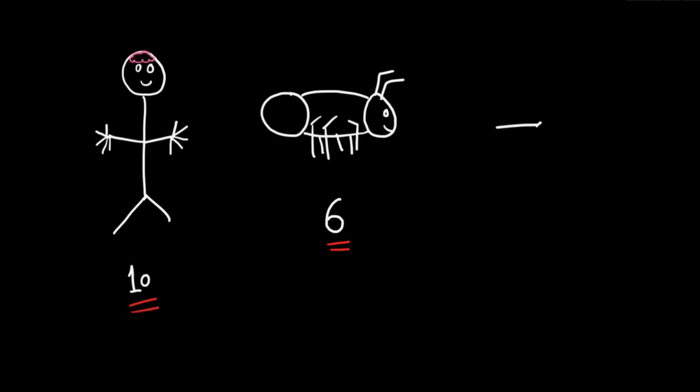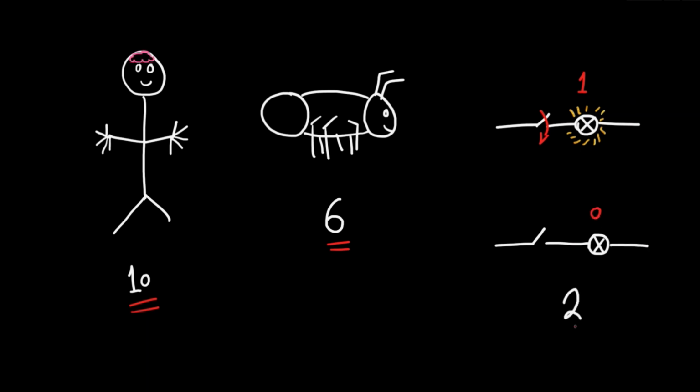In the world of digital circuits, the limbs are not legs nor fingers. It is switches that are either on or off. So decision-making in that world works perfectly using a 2-digit system, a system that consists of zeros and ones.